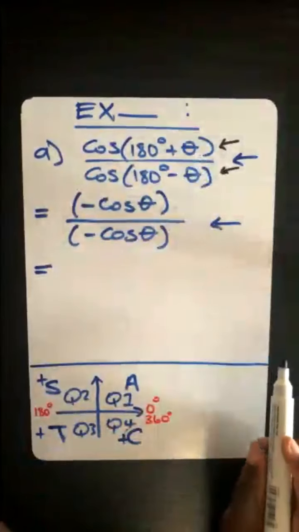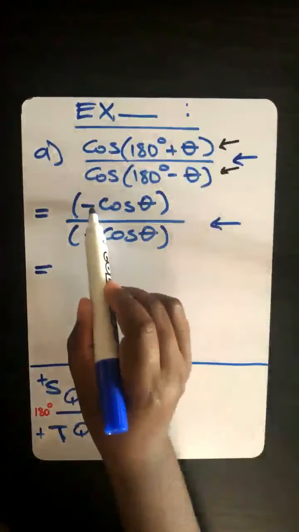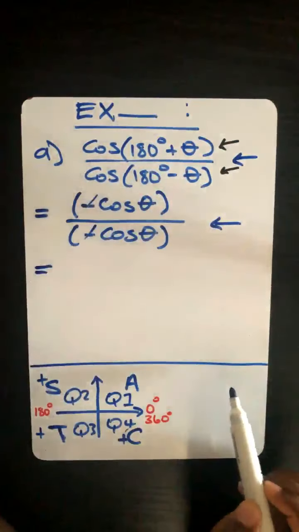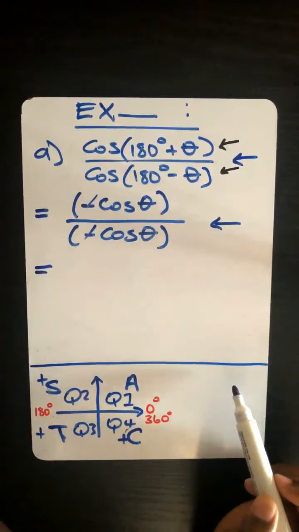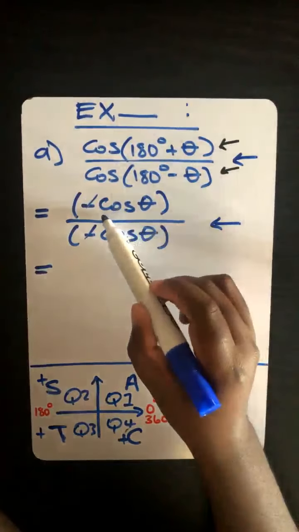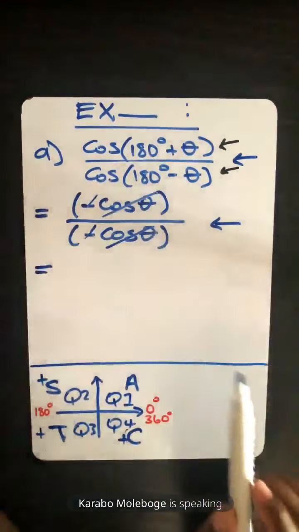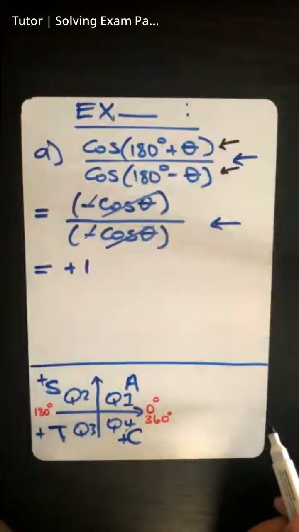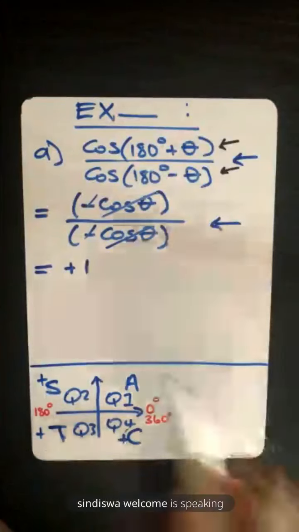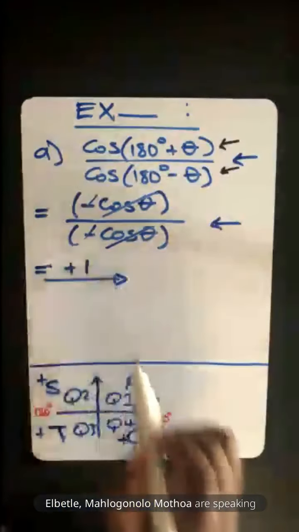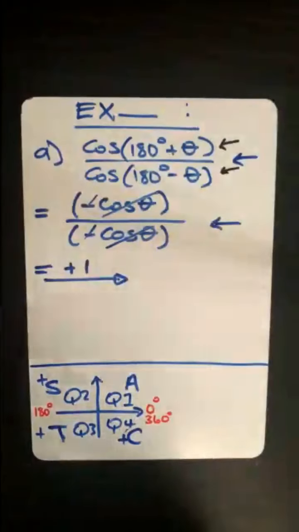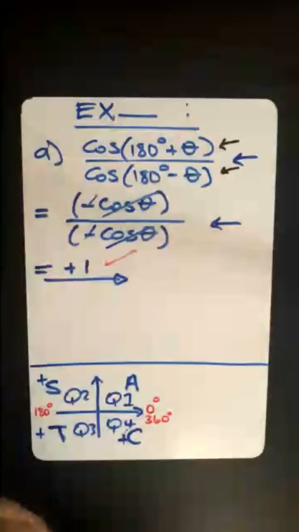So now let's check. Obviously, you have negative at the top, negative at the bottom, so those negatives cancel. Do you agree? You have cos angle and cos angle, they cancel each other, so we remain with positive 1. Do you guys agree with me on that one? We agree. Do you guys know how to prove if this answer is correct?